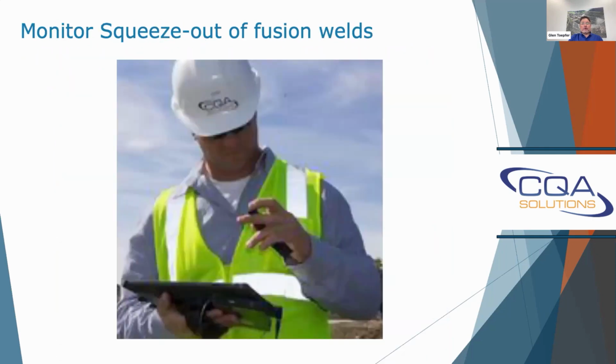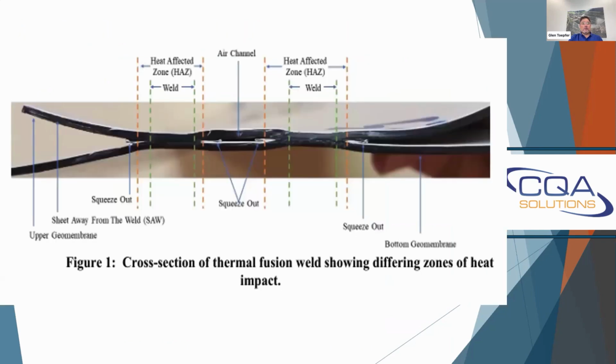We can monitor the squeeze out of the fusion welds in the field during trial seams and see what you see. Again, same figure from before. You have your dual track weld here on each side, and then your squeeze out. You can see that there's a pretty wide air channel here, pretty uniform squeeze out. Usually you're looking for a uniform squeeze out. You don't want to see a lot of thickness reduction in the weld. But you're looking for uniform squeeze out on each side of a single weld, and then usually they're going to be pretty similar on each track of a dual track as well.